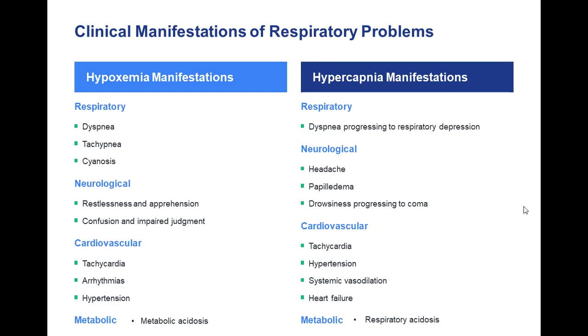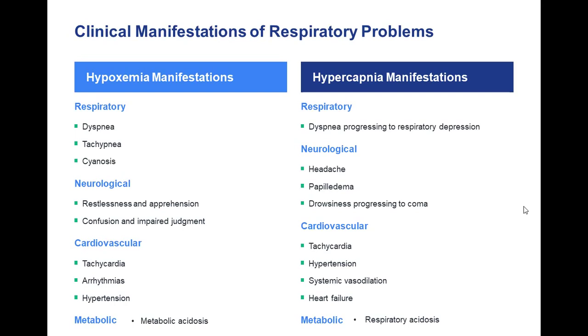In the respiratory system, the body attempts to compensate by increasing the respiratory rate, causing tachypnea and a subjective feeling of dyspnea. Cyanosis is a late, severe sign. The most telling early signs, however, are often neurological. Reduced oxygen to the brain presents as restlessness and apprehension. As it worsens, this progresses to confusion and impaired judgment. Remember, restlessness in a patient with a respiratory condition is hypoxemia until proven otherwise.